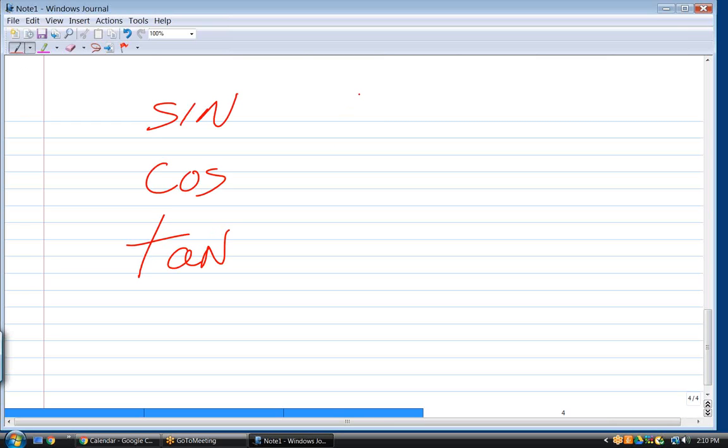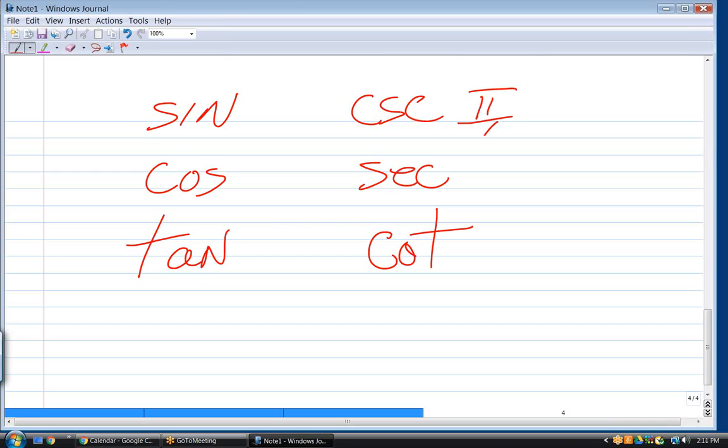So if you want the cosecant, you have to take the reciprocal of the sine. If you want the secant, you take the reciprocal of the cosine. And if you want the cotangent, you take the reciprocal of the tangent. That's the only way to get these. In other words, if I asked what's the cosecant of pi over 6, you would take the sine of pi over 6 and take the reciprocal of it.